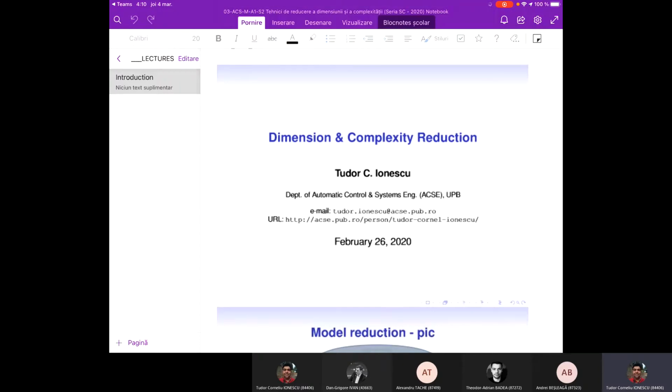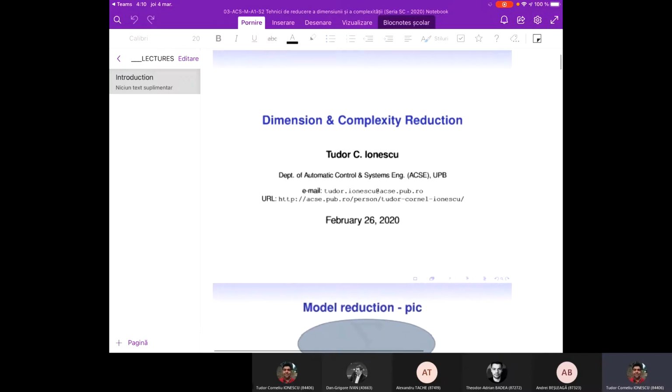Good day, everyone, and welcome to this master's class called dimension and complexity reduction. So you're first year students at the Complex Systems Master. And this is a lecture about trying to approximate the complexity of dynamical systems. So we are going to talk about dynamical systems once again, something you're familiar with starting with the second year.